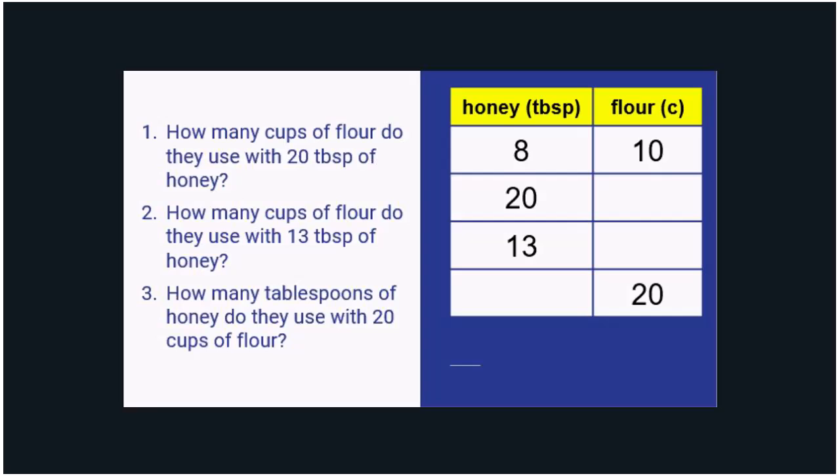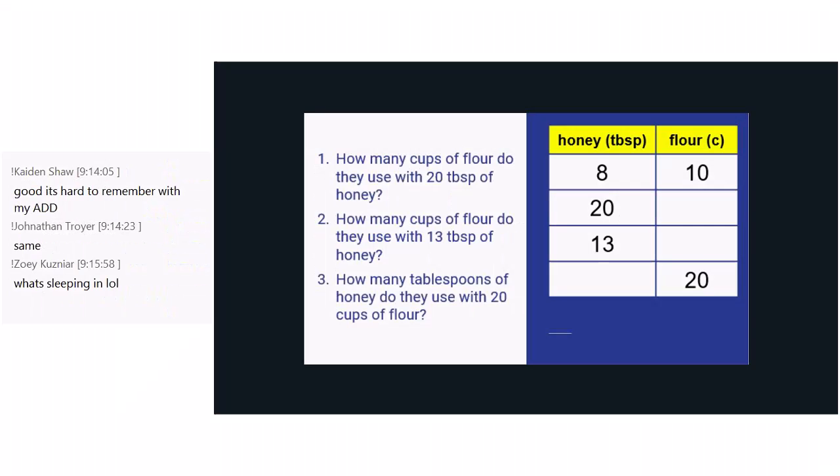Okay, so let's take a look at this table. We are told that 8 tablespoons of honey are used for every 10 cups of flour. So first I want you to notice that in this table, we don't quite go in order there on the left-hand side. 8 and then 20 and then we go back to 13. This one's a little trickier, right? Because it's not as easy to see how do we get from 8 to 10.